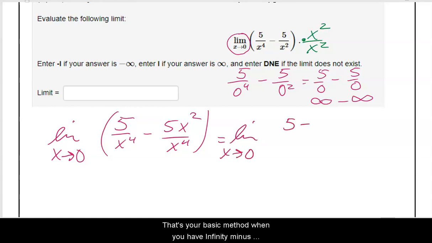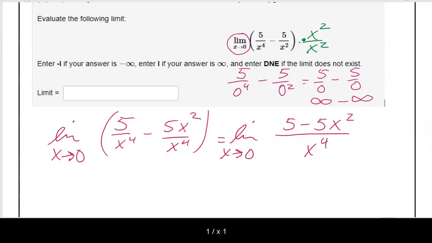That's your basic method when you have infinity minus infinity, is to get it into a single fraction somehow. Either by multiplying by 1 over x over 1 over x, or 1 over x squared over 1 over x squared, or getting a common denominator. If it's tangent, write it as sine over cosine, then get a common denominator. There's all kinds of tricks. Okay, now I'm going to try plugging it in again to see what I get.